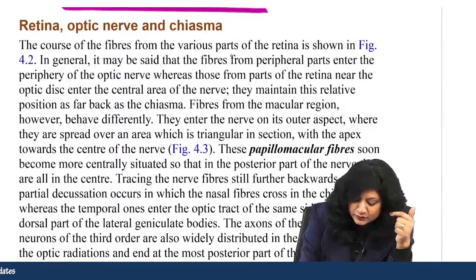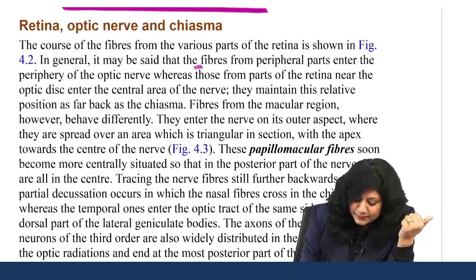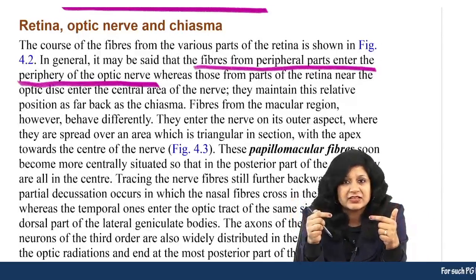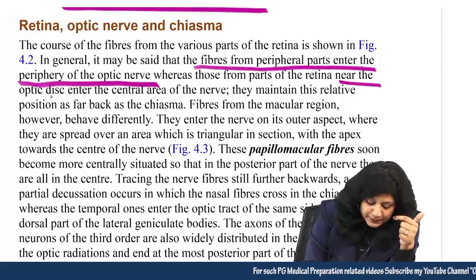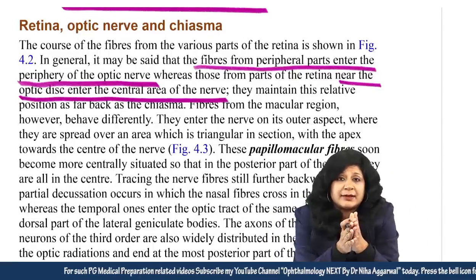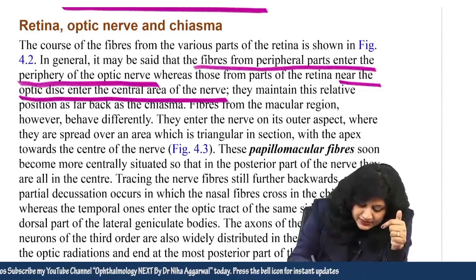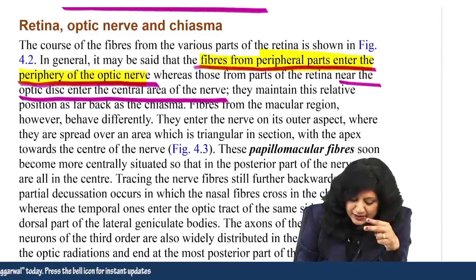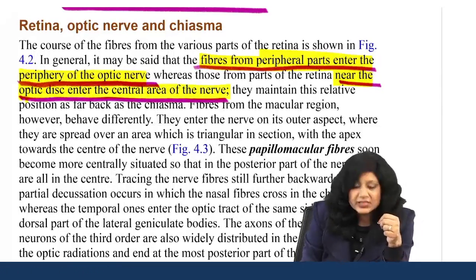The course of the fibers from the various parts of the retina, we are seeing it in the picture also, we will go to that. In general, it may be said that the fibers from the peripheral parts enter the periphery of the optic nerve, while those parts of the retina which are near the optic disc enter the central area of the nerve. Now we have two kinds of fibers entering the optic nerve: peripheral fibers and central fibers. The fibers coming from the peripheral parts go into the periphery of the optic nerve, and the fibers from the parts of the retina which are near the optic disc, that is, the central part of the retina.